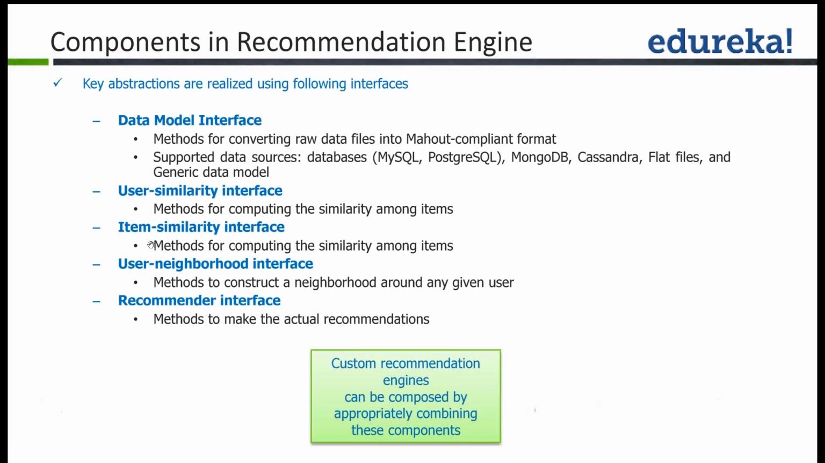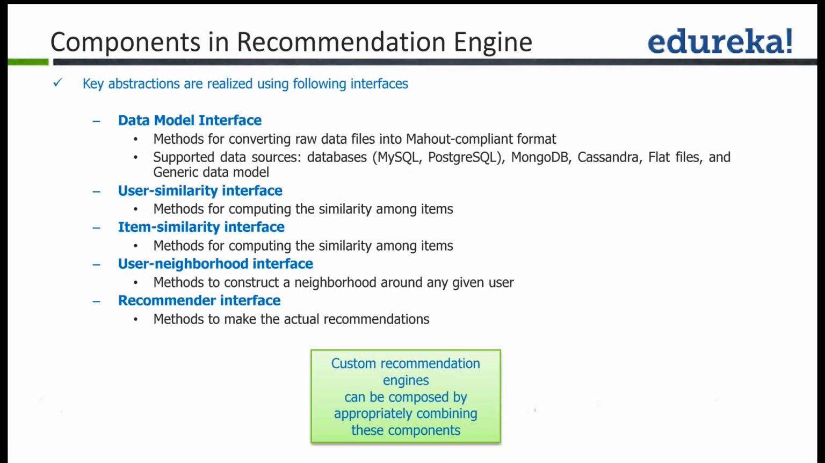Okay? And similarly, there's an item similarity interface, which is responsible for computing the similarity between different items. Okay, and there's something called the user neighborhood interface. So, for example, if I want to again recommend some movies to a particular user, instead of looking at all the other users in your customer base and then recommending to this particular user, we want to focus only on the most similar users, right?